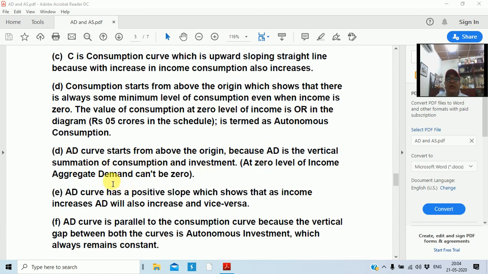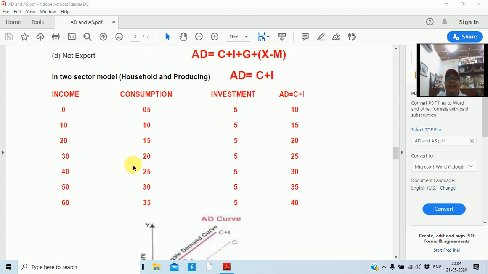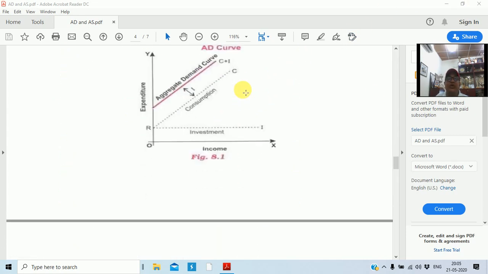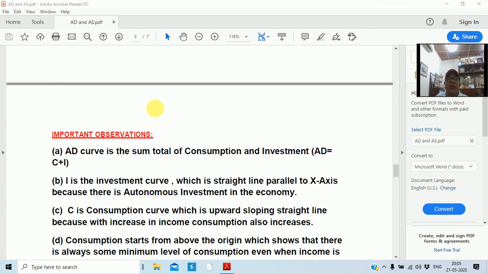At zero level of income, aggregate demand can't be zero. Why? Because aggregate demand is C plus I, and at zero level of income, neither C can be zero nor I can be zero. That's why AD can't be zero. So it will start from some point on the y-axis.